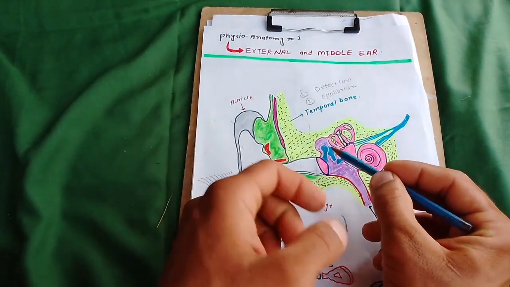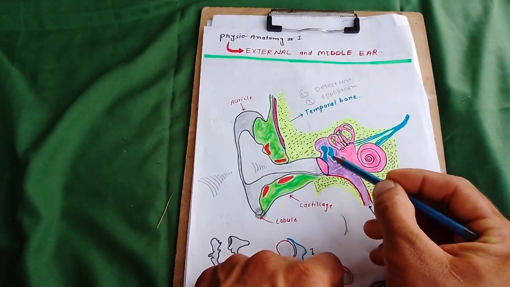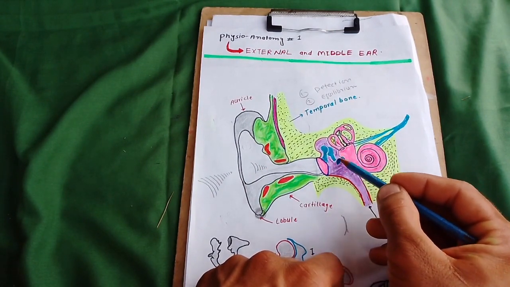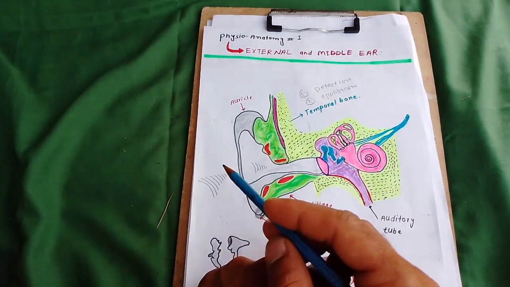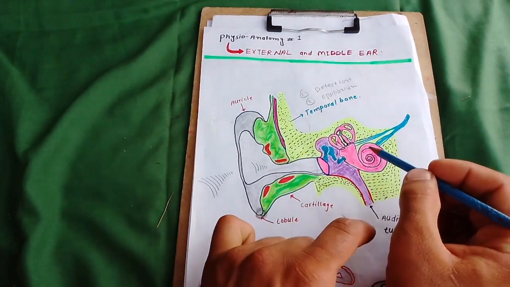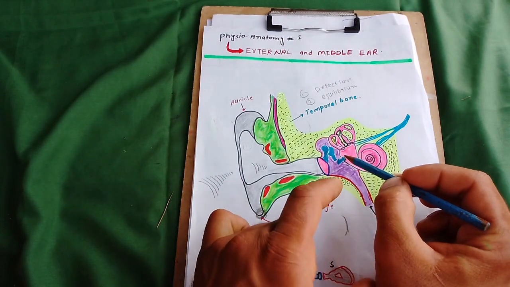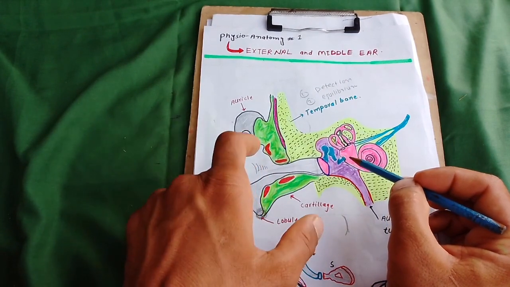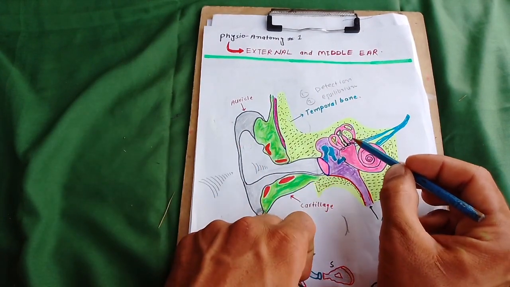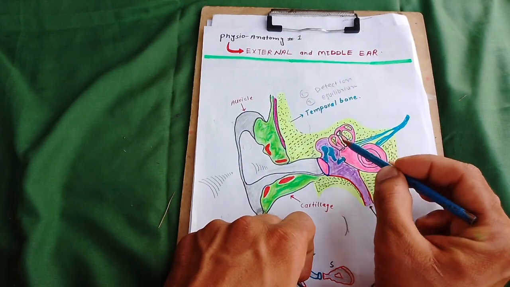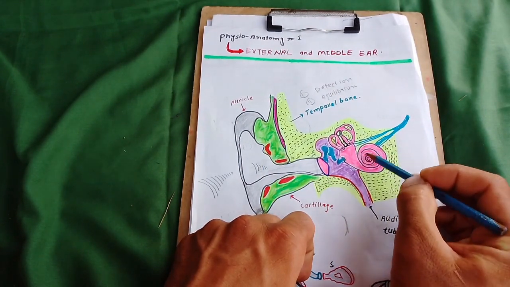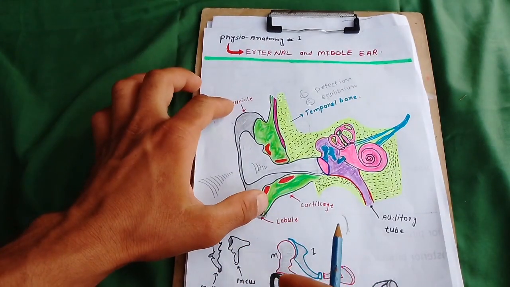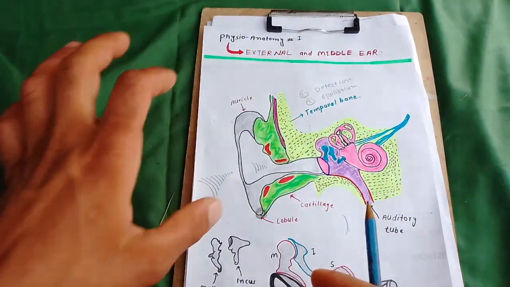There are also some muscles present. So from the eardrum up to the cochlea and vestibular apparatus, this region is called the middle ear. But the internal ear is the part which is very medial. This is very external, very lateral, this is middle, this is medial. This whole part is called the internal ear. So in this class I will discuss the external and middle ear physiology.